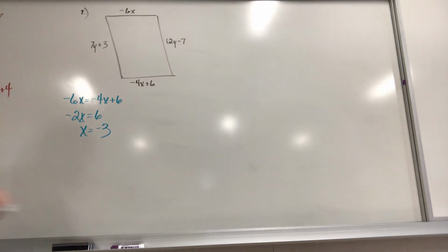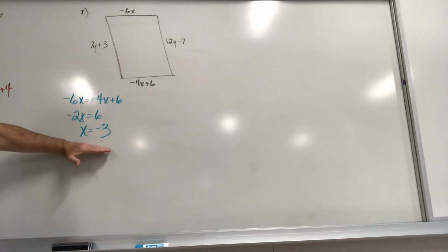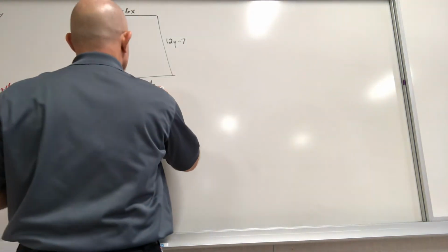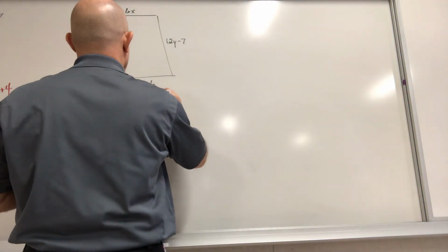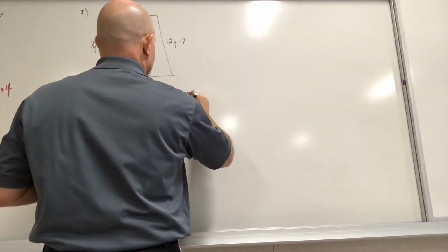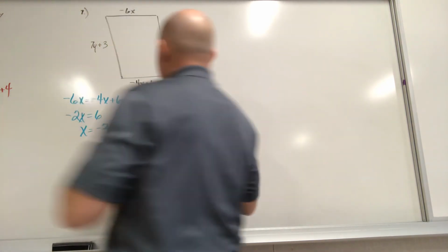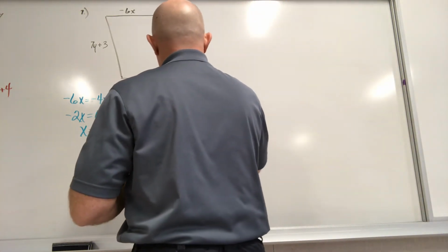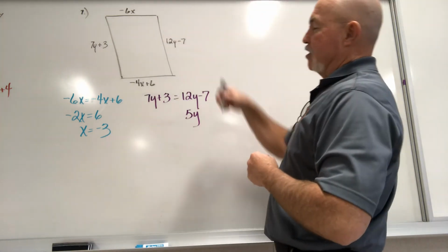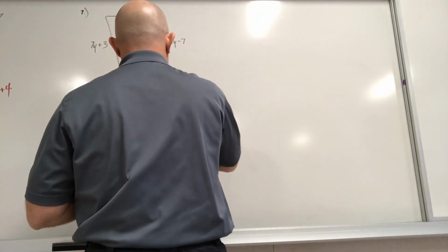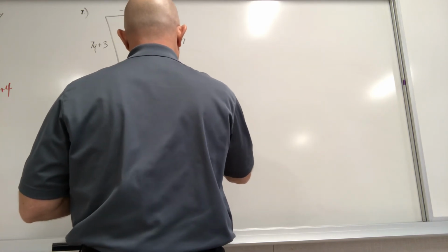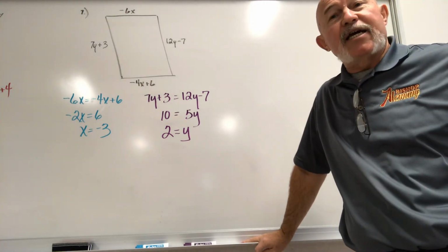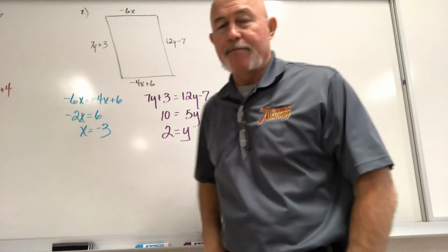Same situation, not a negative length, it's a negative value for a variable. Now we do the y's. Subtract the 7y from both sides. Add the 7 to both sides. When y is 2 and x is negative 3, we've got ourselves a parallelogram.